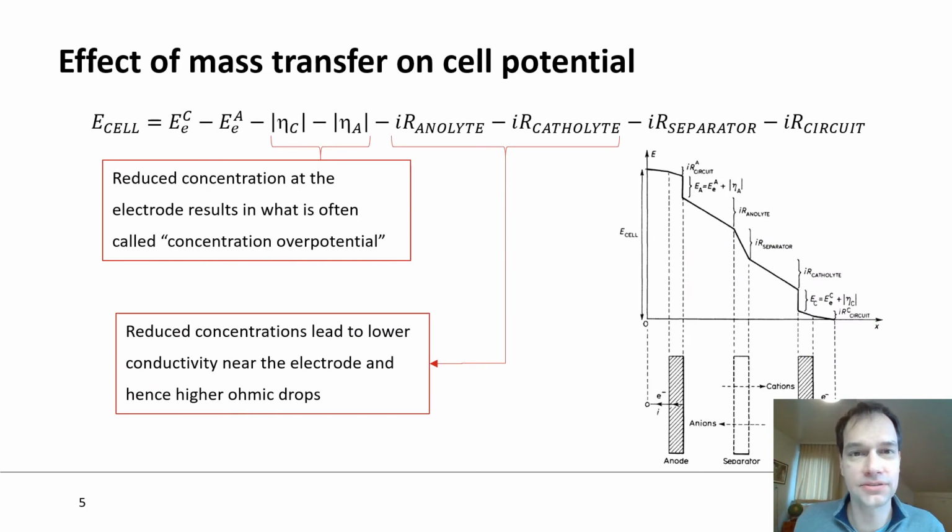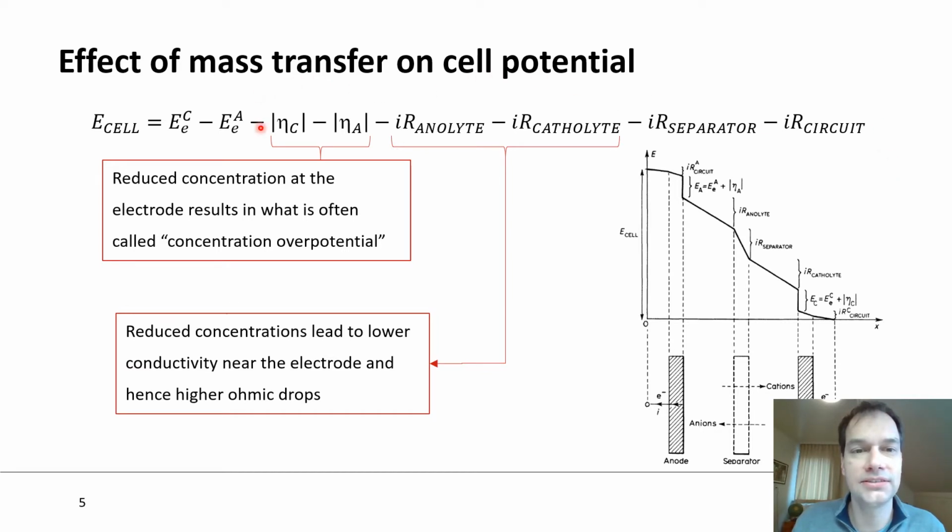Now, why is this mass transfer important? As you probably remember, in the previous module I said that the most important figure of merit for an electrochemical process is the cell potential. And here you again see the equation and the figure I showed you before. The equation contains the equilibrium potentials, the overpotentials, and the ohmic contributions. Now, where does mass transfer kick in?